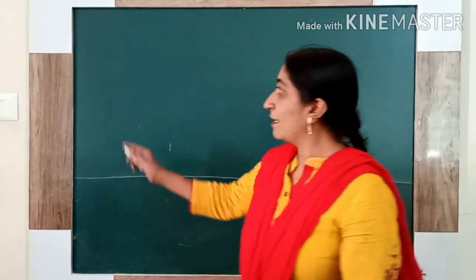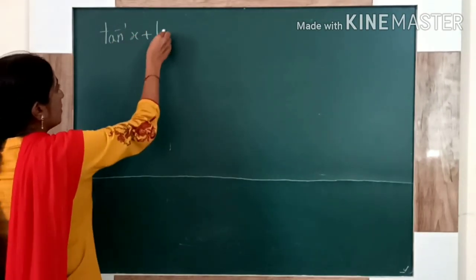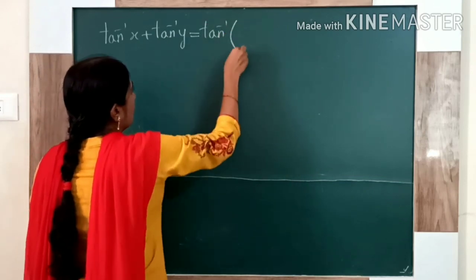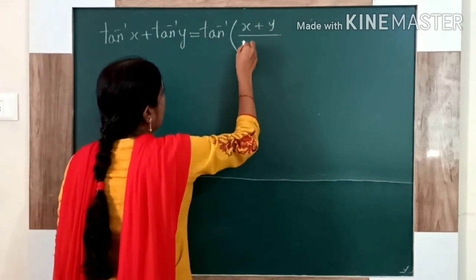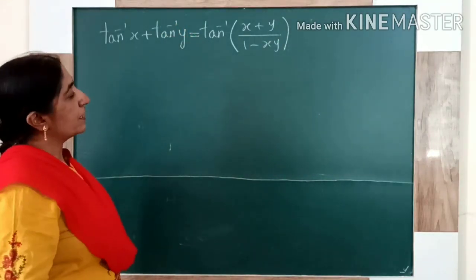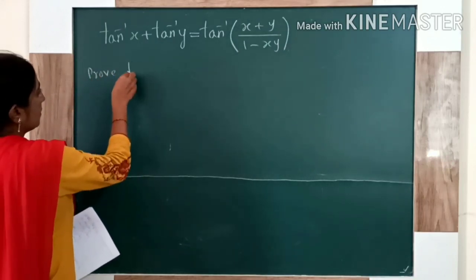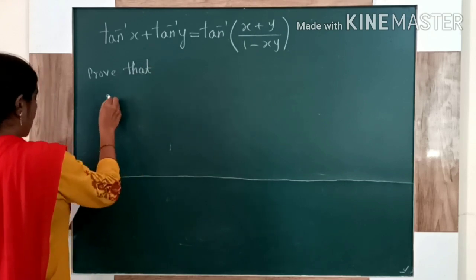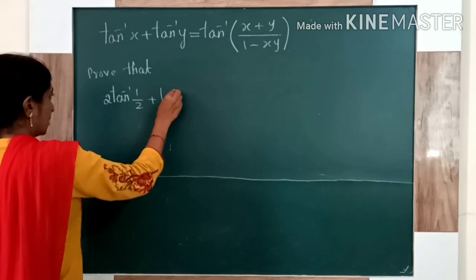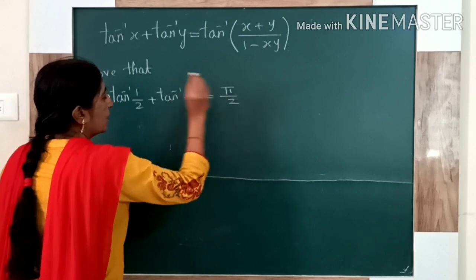In the last class, I gave examples depending on the formula tan inverse x plus tan inverse y is equal to tan inverse of (x plus y) upon (1 minus xy). Today also I want to give some more examples based on this. So here, prove that 2 into tan inverse 1 by 2 plus tan inverse 3 by 4 is equal to pi by 2.